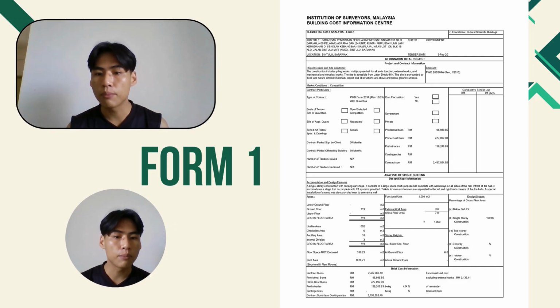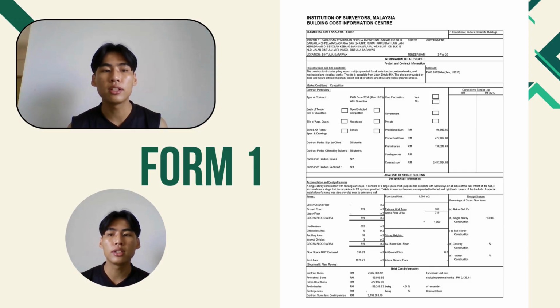First is prime cost sum, which is 477,092 ringgit. Provisional sum is 96,989 ringgit and 85 cents. Preliminaries consist of about 138,246,000.63, about 4% of the project.